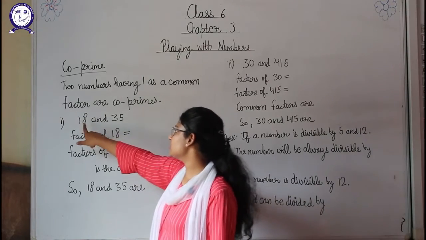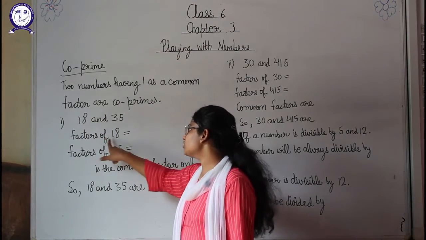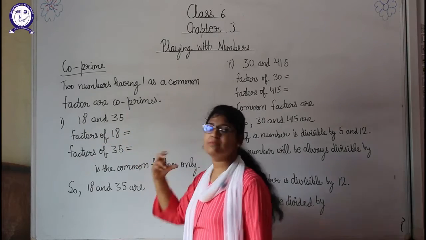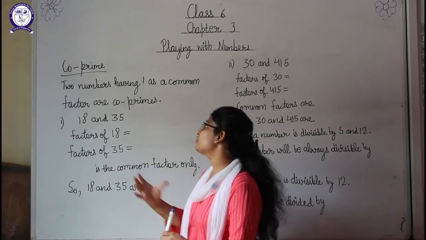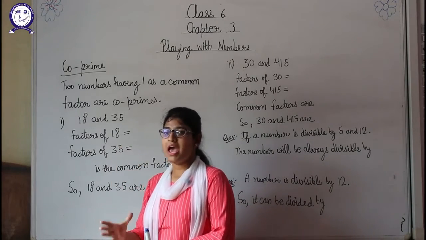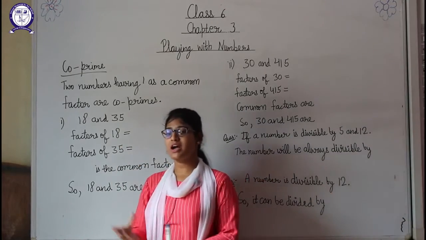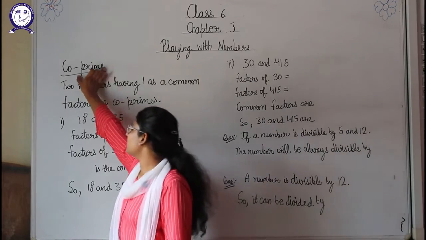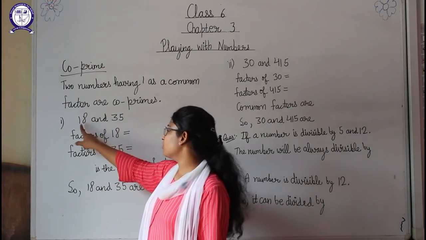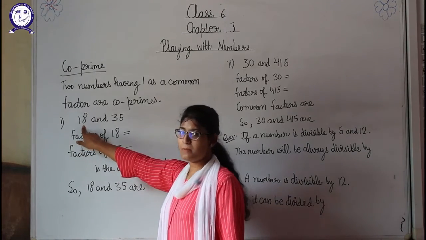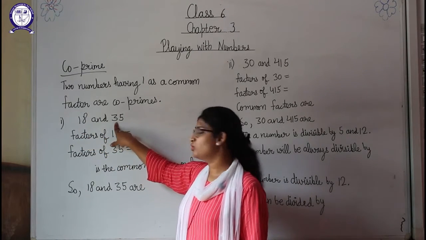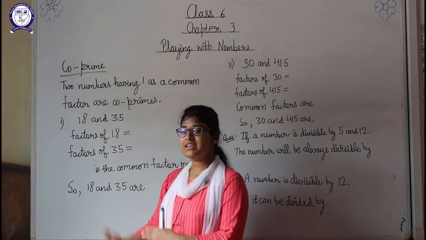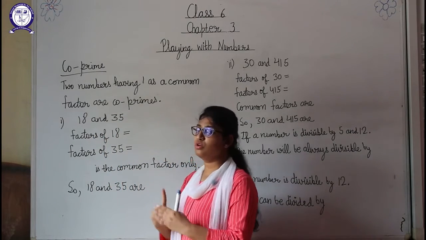Okay, we will discuss this question: 18 and 35. We have to check whether 18 and 35 are co-primes or not. Okay students, there is a difference between prime and co-prime. As you know, primes are the numbers which are divisible by 1 and themselves only. Okay, and in co-primes, these numbers can be composite also. If you check, 18 is a composite number, not prime. 35 is also a composite number, not prime. But here we have to check co-prime: whether the only common factor of the two is 1 or not.